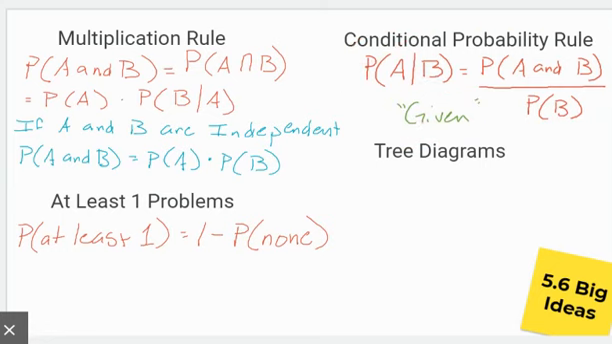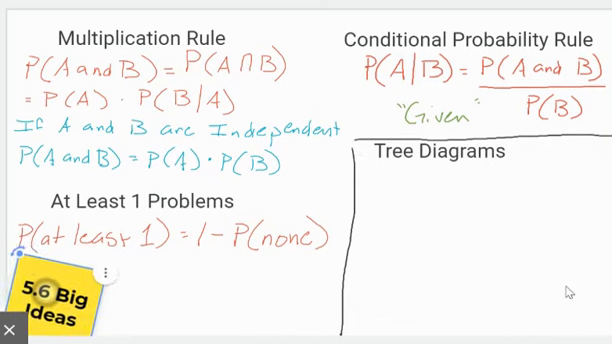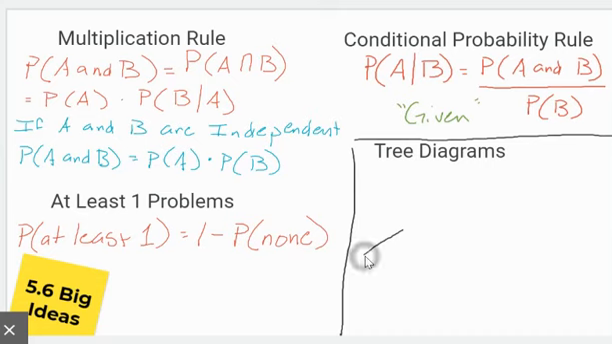All right, last big idea that we want to look at here are tree diagrams. So I'll box this off a little bit so that I can distinguish it. And I'm also going to bring this over here so I have a little bit more room. So a tree diagram looks like this. So let's say we have two events, A and B. So this one right here would be the probability of A, and this would be the probability of not A.